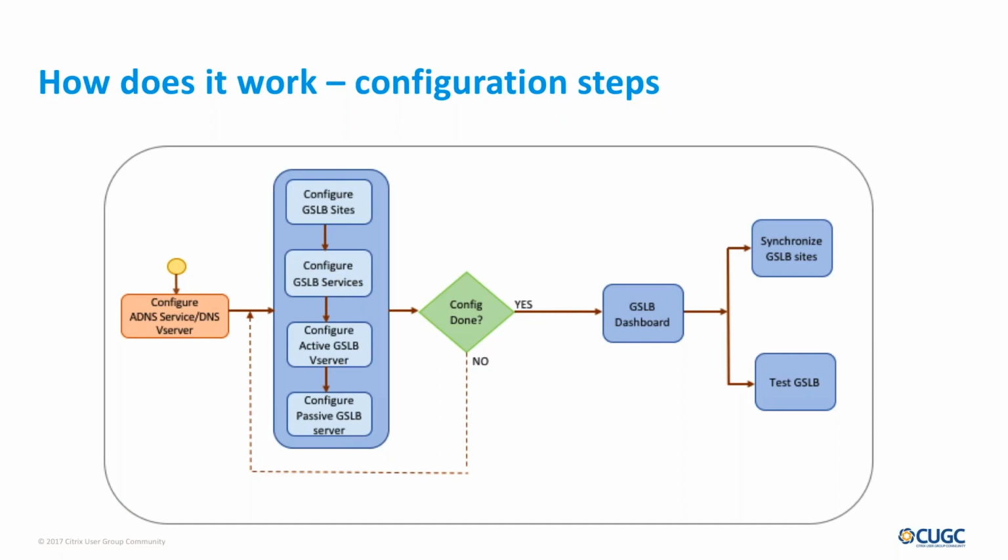Then you would configure your services. This is also the same. The services are there to monitor existing infrastructure, either on-premises or in the Azure data center. Then you would configure your active and passive GSLB vServer. And then generally you would bind the passive one to the active one as a failover. If the config is then done, you can look into the GSLB dashboard, synchronize the sites, and actually test the failover.